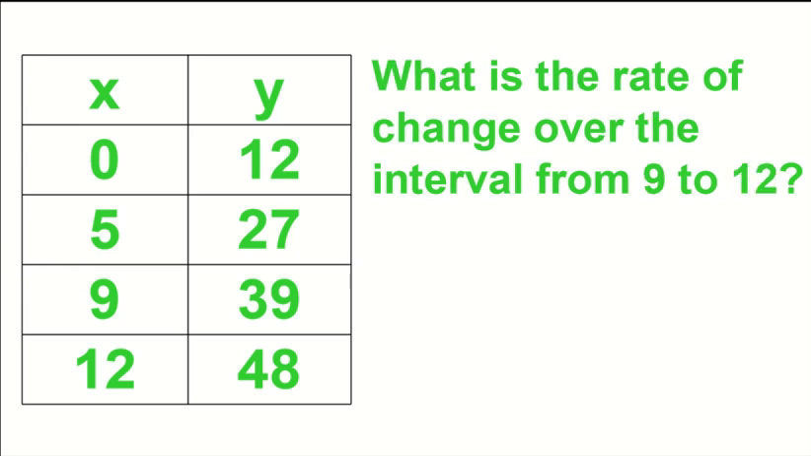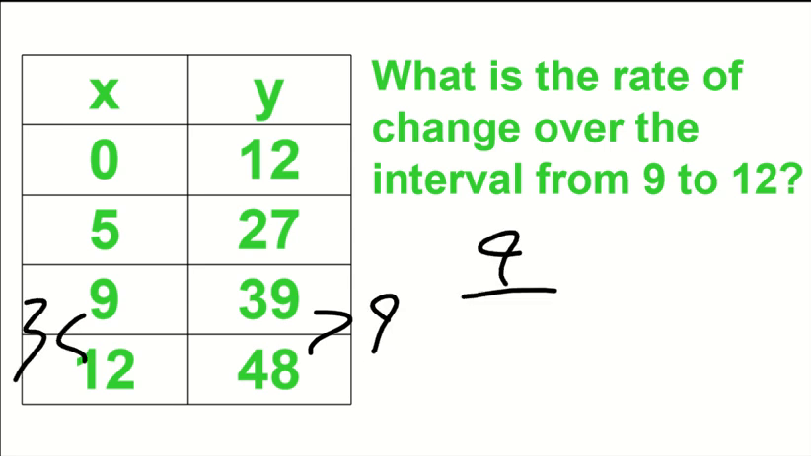How about from 9 to 12? Oliver? Oh, I don't know why I wrote that. That shouldn't be 3 and 3. That should be 9. That one should be 3. So we got 9 over 3. Slope of 3.